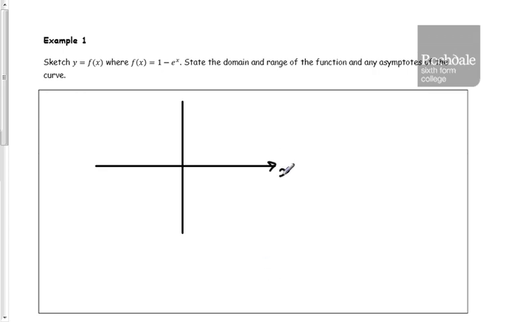So make sure you always label your axes. They're not always going to be x and y, so we must label them every time. In this case, they are x and y. Let's just remind ourselves what the e to the x graph looks like. That's the general shape of e to the power x going through the y-axis at 1.